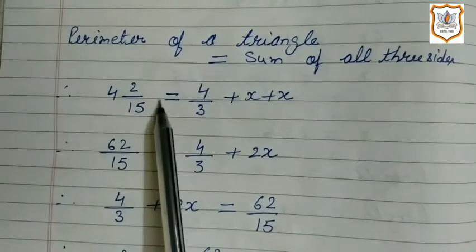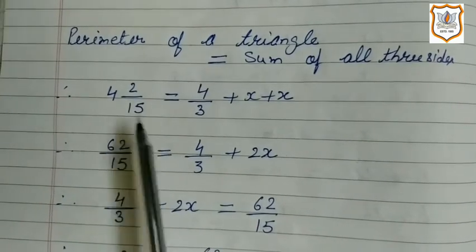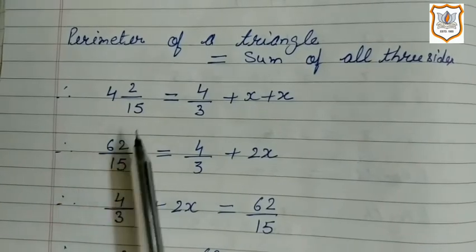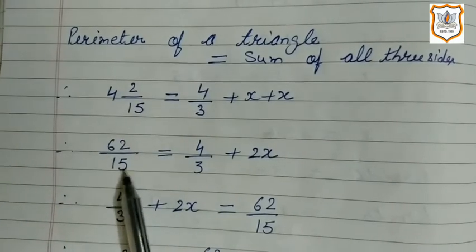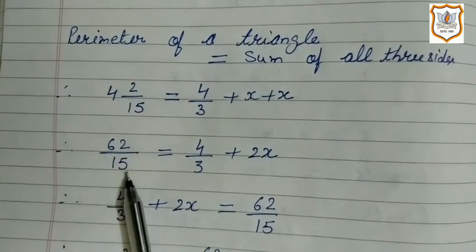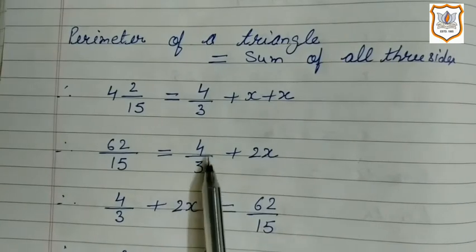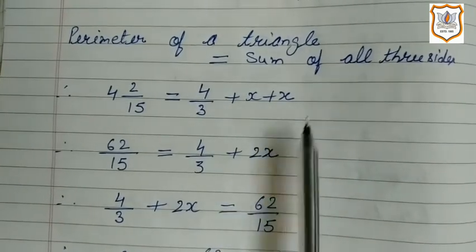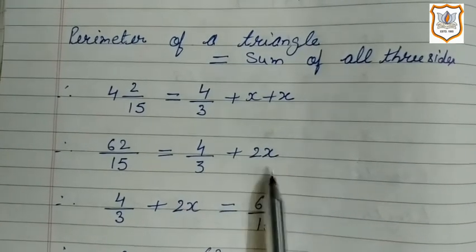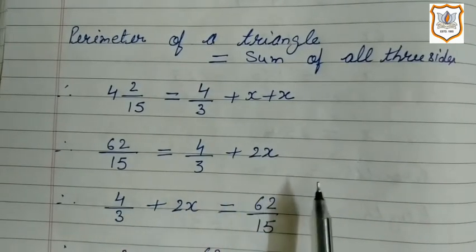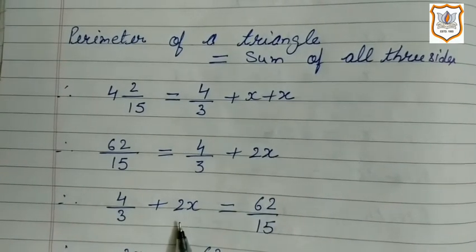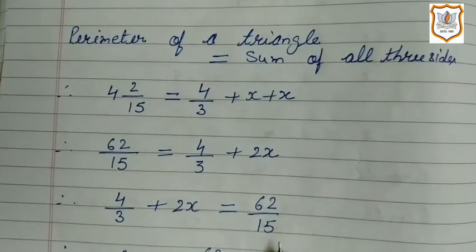Now it is a mixed fraction. We change the mixed fraction into a simple fraction. When we change it, we get 62 upon 15. So we write 62 upon 15 is equal to 4 upon 3. X plus x is 2x. So we write 4 upon 3 plus 2x. Next, we interchange both sides. 4 upon 3 plus 2x is equal to 62 upon 15.